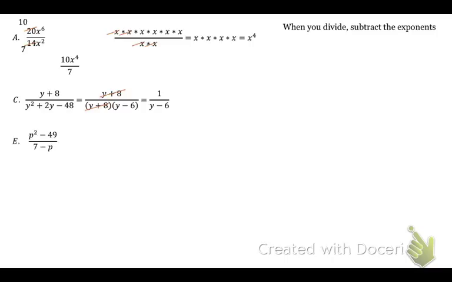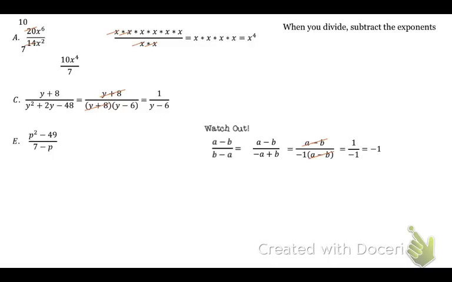Okay, let's look at E. So we have p squared minus 49 over 7 minus p. So when we have a minus b over b minus a, that b minus a, we need to switch that. We always want it to be a minus b. So it's going to be negative a plus b, which really you can pull out that negative 1. Those cancel, and you're just left with negative 1.